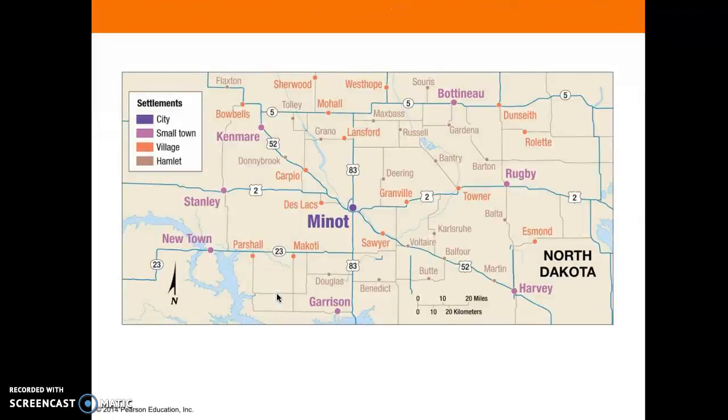So here you can see North Dakota. In North Dakota, you can see that there's a large city, Minot, and then you have smaller towns here in the pink, villages in the orange, and then hamlets in the light brown. If you did the same thing for South Florida, you would see the city of West Palm Beach, the city of Boynton Beach, Delray and Boca as your bigger cities, and then things like Hypoluxo as your small town, and then Wellington would be like your village.